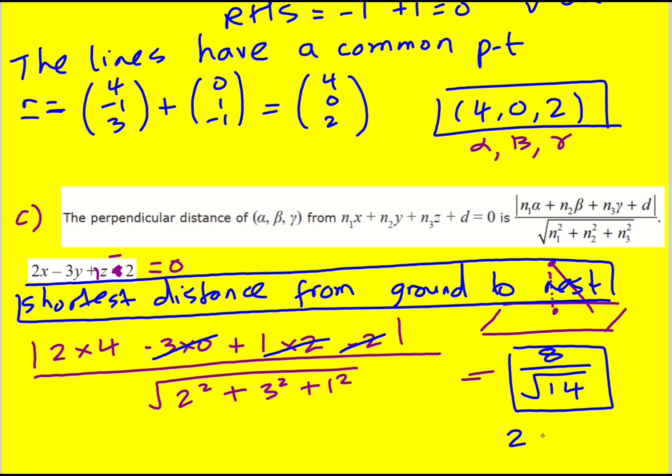And to be fair, because we're dealing with a model here, you get away with writing it exact, but yeah, we should write it to maybe three significant figures. 2.14 meters.